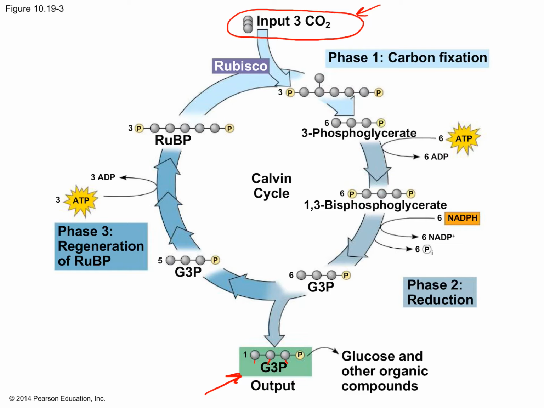But like I said, that intermediate is very unstable, and it essentially snaps in 2 very quickly, and now you get 6 of these 3-carbon intermediates. 6 times 3 is still 18. We still have our original 18 carbons, right?